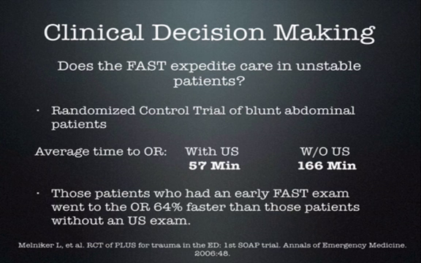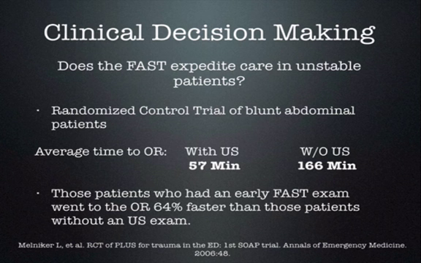So if there's so many limitations, why do we want to do this? Well, this is a very good trial done by Larry Melniker. It's a randomized controlled trial of blunt abdominal trauma patients. And the average time to the OR when ultrasound was in their protocol was 57 minutes. The average time to the OR without ultrasound was 166 minutes. Those patients who had an early FAST exam went to the OR 64% faster than those patients without ultrasound exam.